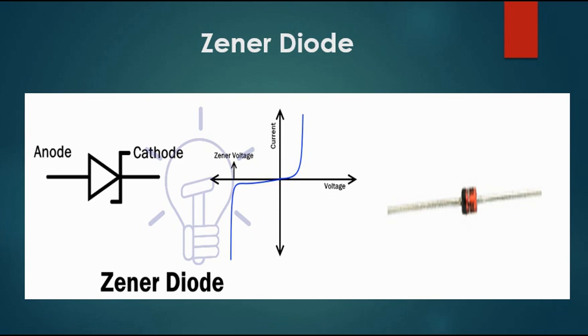So just as I said, all this is the Zener diode symbol, while the other one is the end product of the Zener diode.